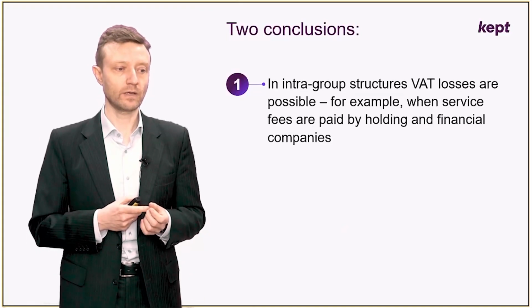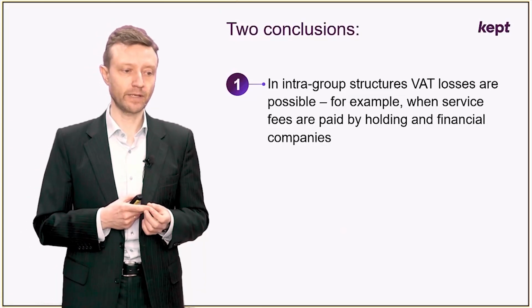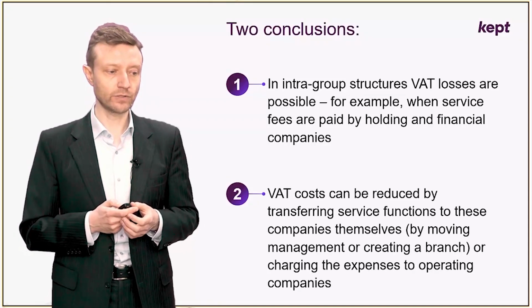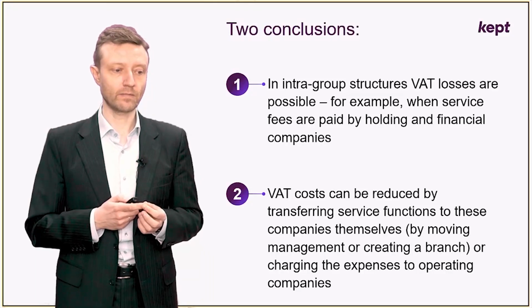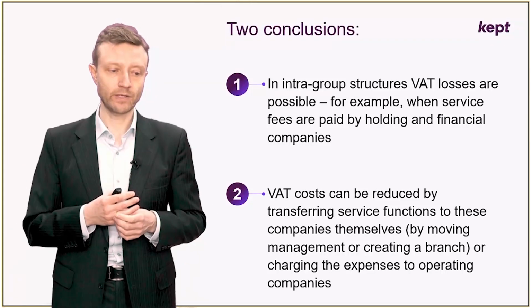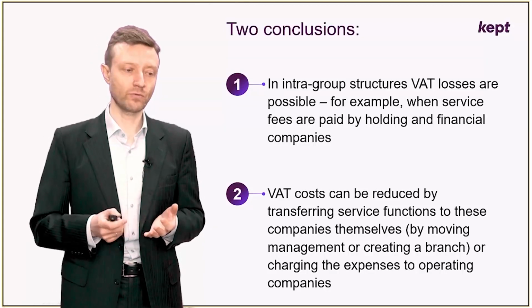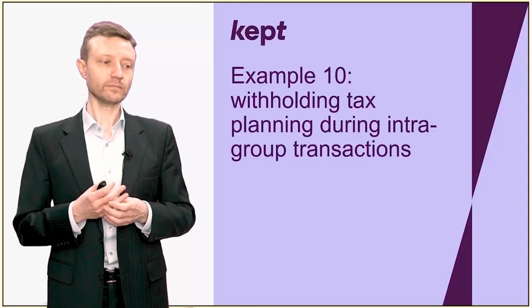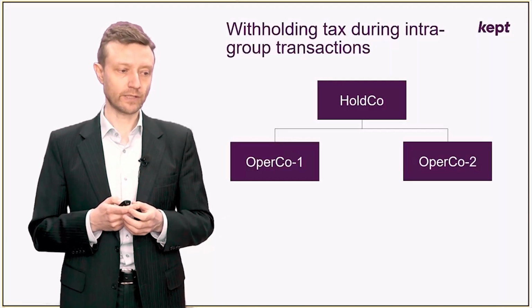It's not uncommon to see VAT losses in intergroup structures, for example, when service fees are paid by holding and financial companies. But VAT cost can be reduced by transferring service functions to these companies themselves, or by moving the management or creating a branch in the country where the management is located, or charging the expenses to operating companies, either directly or through the holding or the finance company, as the case may be. Okay, next example, withholding tax planning during intergroup transactions.